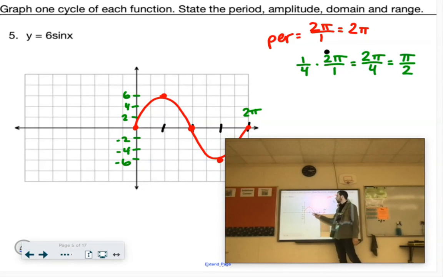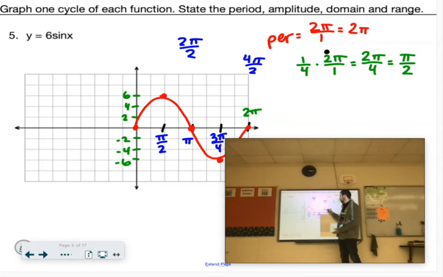So here would be 1 pi over 2. Here would be 2 pi over 2, which simplifies just to pi. Here would be 3 pi over 2, and here would be 4 pi over 2, which simplifies to 2 pi. So you know the shape of it. You know how it's going to go. Sine always starts middle, upper, middle, lower, middle. Okay? And then we just need to figure out the labels.